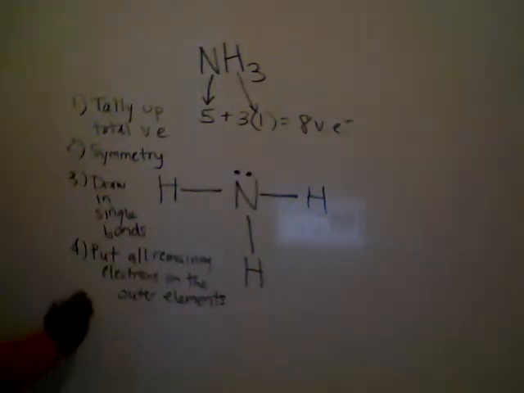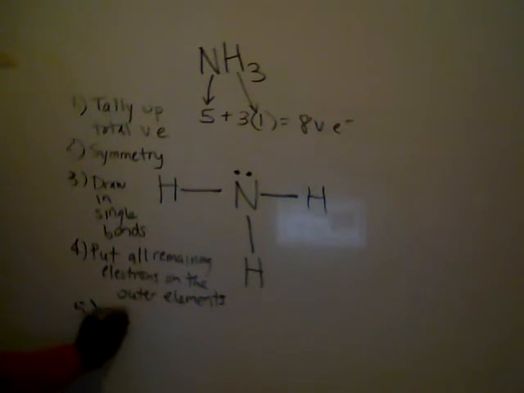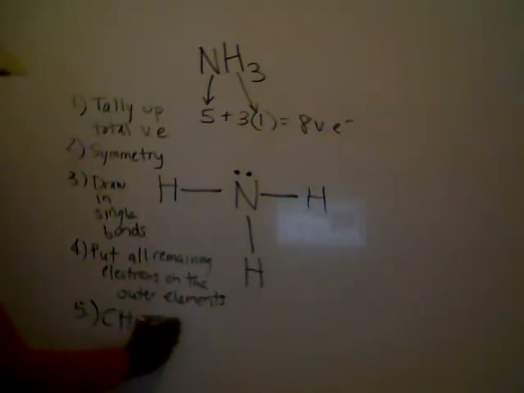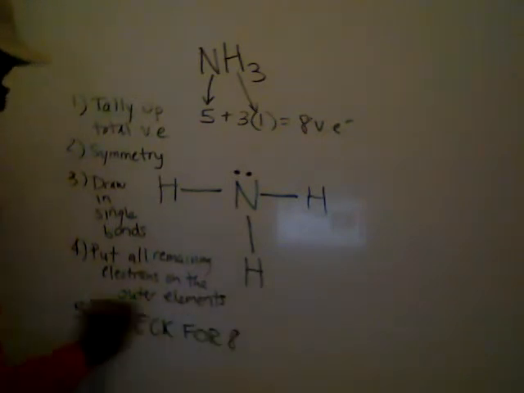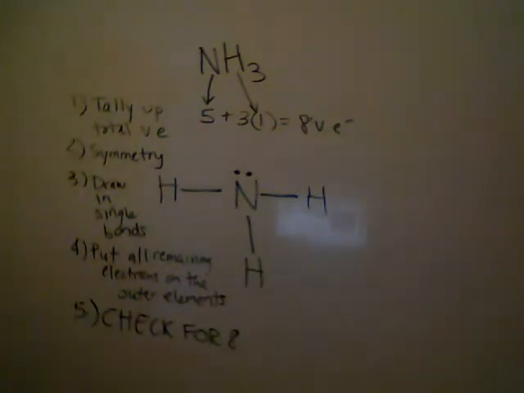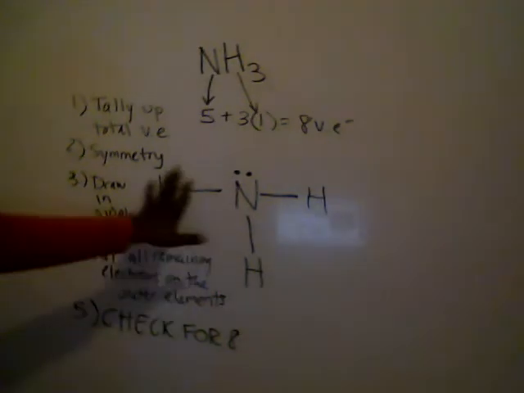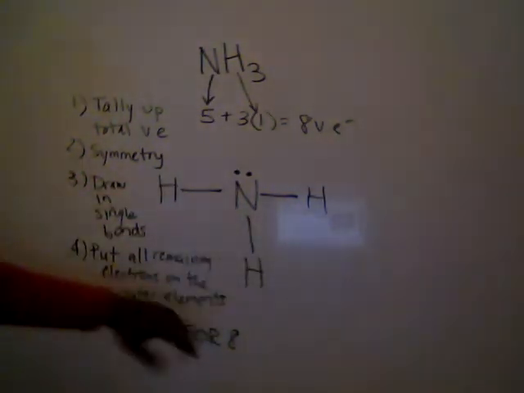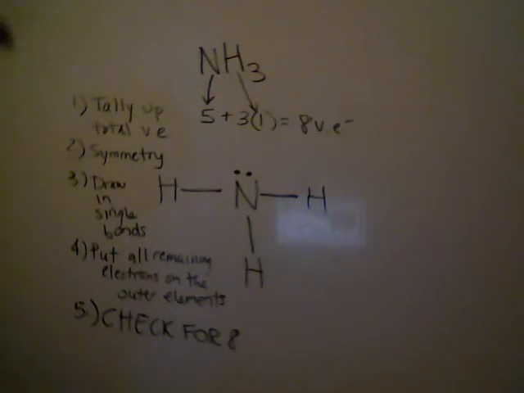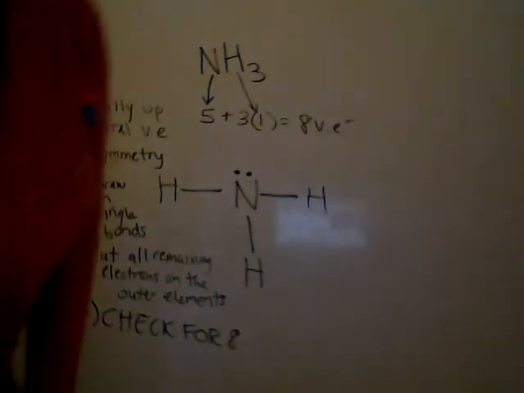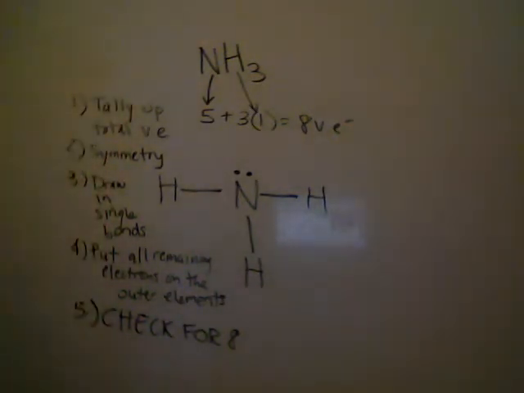And step number 5 is probably the most important step. I'm going to say check for 8. And what that means is we said that everyone has that octet rule. Everybody wants to have 8 electrons. So once we put all the electrons on the outer element, if we need to, we always want to go back and double check to make sure everybody has the 8 that they need. Remember, we said hydrogen is fine with just 2, but boron is also fine with just 6. Everybody else wants to have 8.